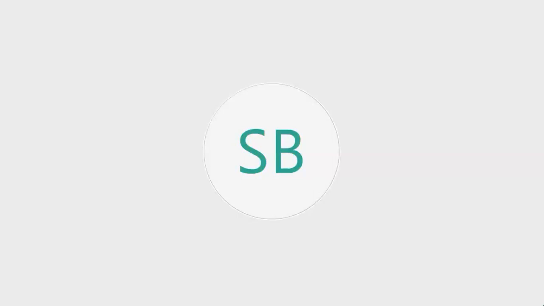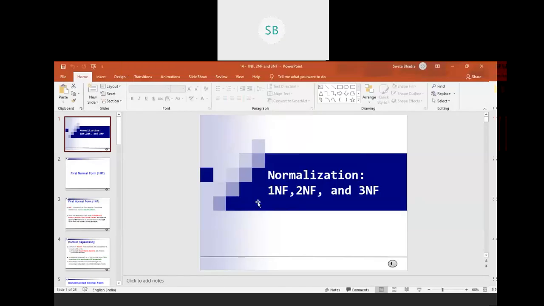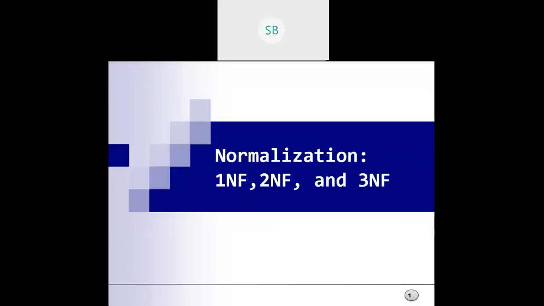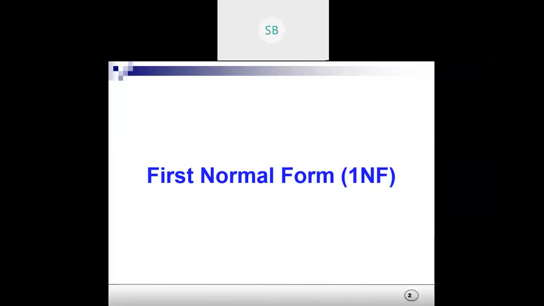Please pay very much attention to this one. It is easy, but it's very easy to forget also. It's easy to understand and easy to forget. As I mentioned, there are 5 types of normal forms: first normal form, second normal form, third normal form, then fourth and fifth. Today we'll be seeing only 2 of them: first normal form and second normal form.